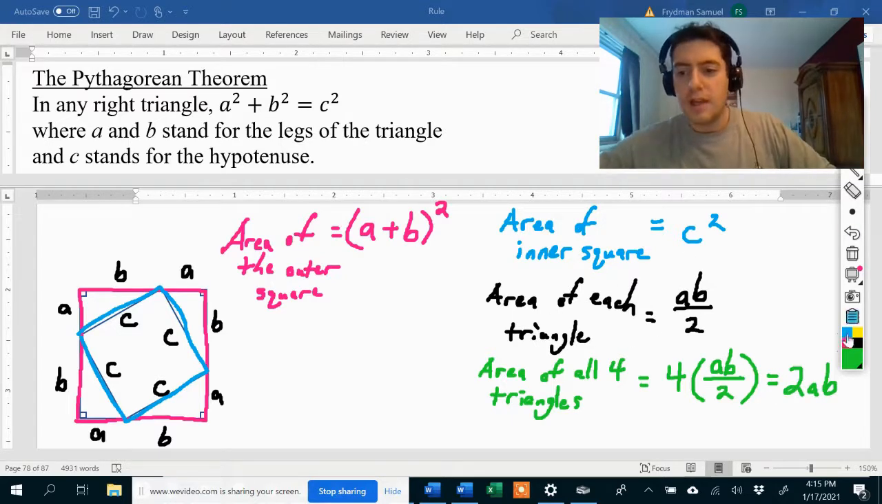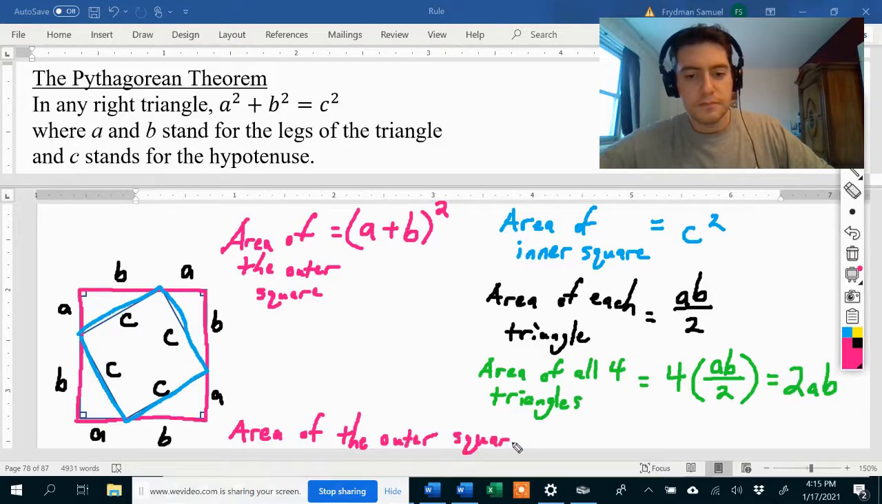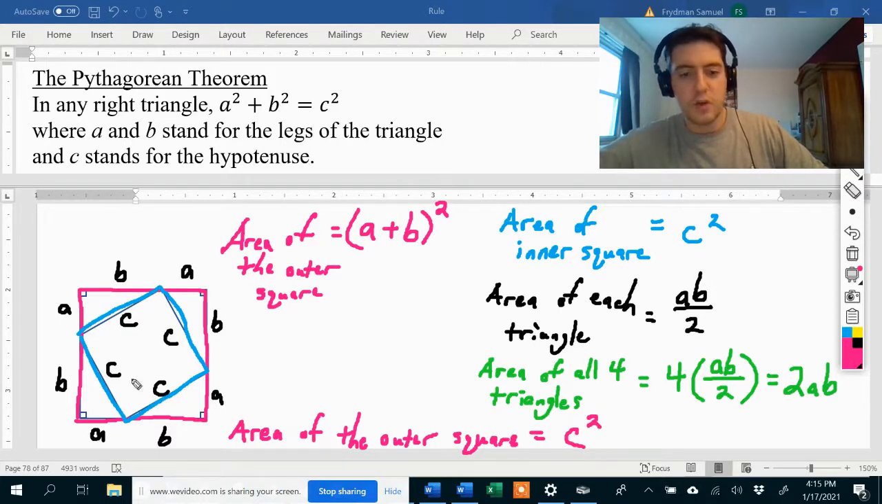Now, again, if I wanted to find the area of the big square, we already have one way of doing that over here. We could do that another way. Area of the outer square by combining the area of the inner square with the area of these 4 triangles. So we could say that the area of the outer square is equal to C squared, that gives us the area of the inner square, plus the area of these 4 triangles over here, which is 2AB.